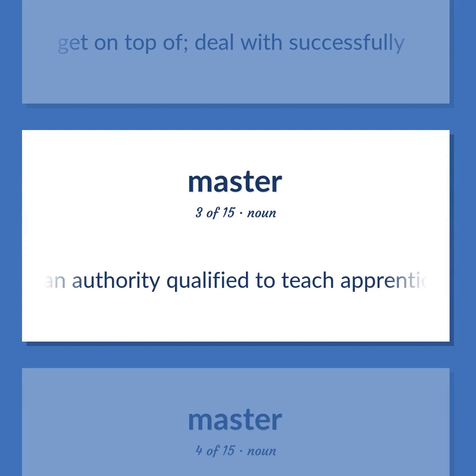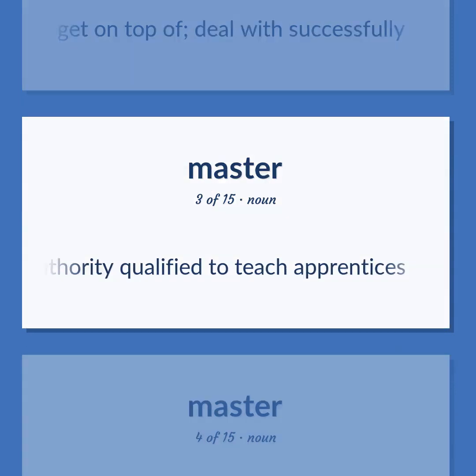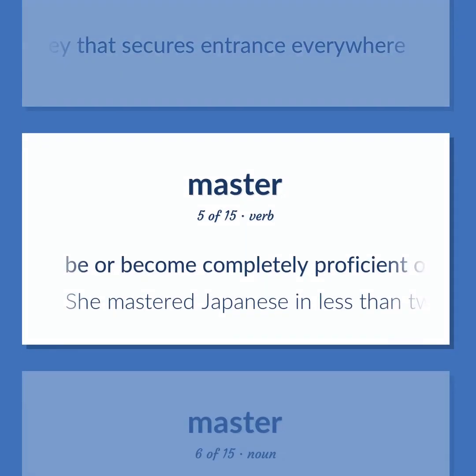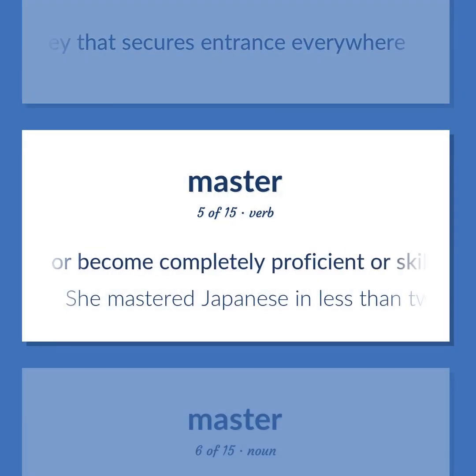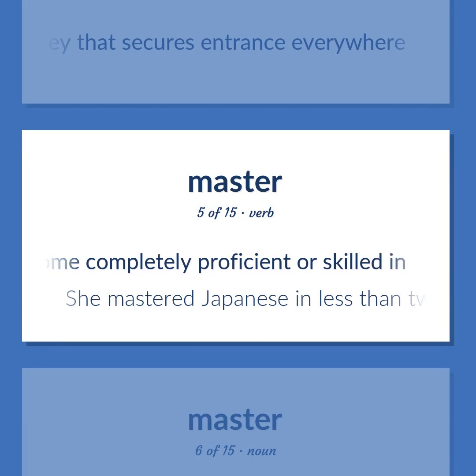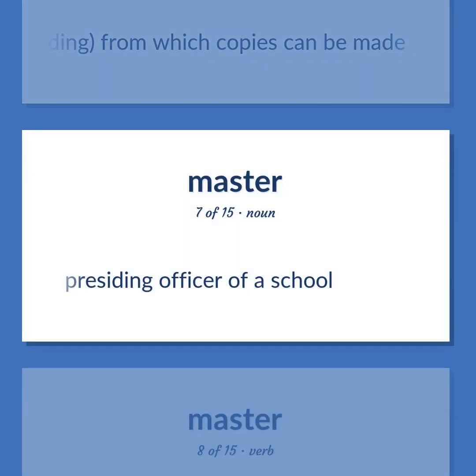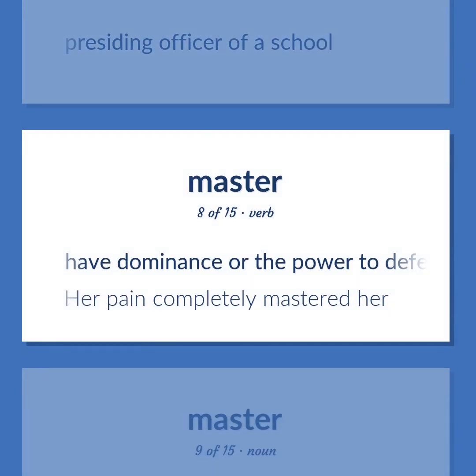An authority qualified to teach apprentices. Key that secures entrance everywhere. Be or become completely proficient or skilled in. She mastered Japanese in less than 2 years. An original creation, i.e., an audio recording, from which copies can be made. Presiding officer of a school. Have dominance or the power to defeat over. Her pain completely mastered her.